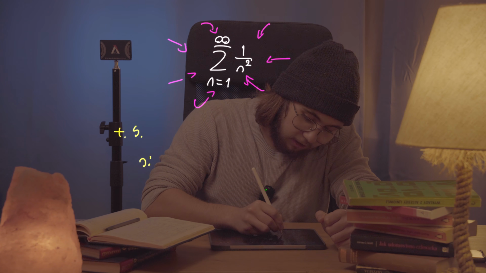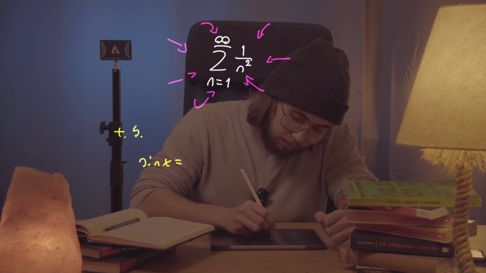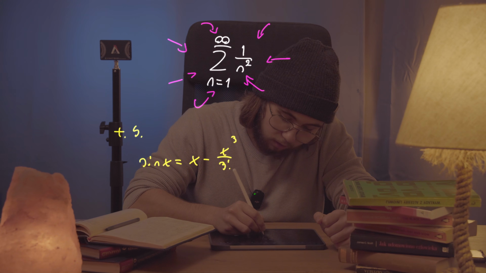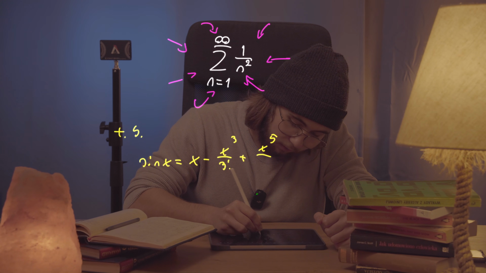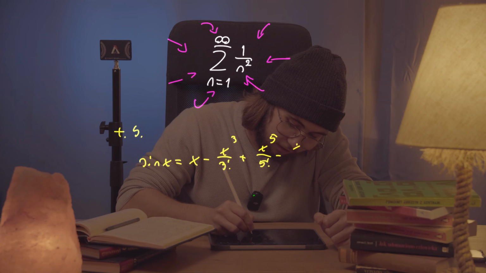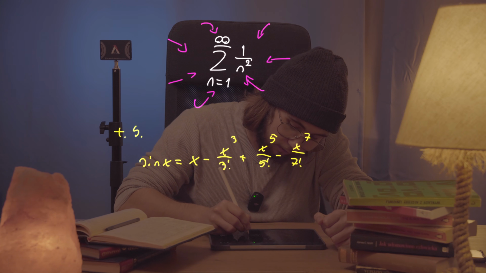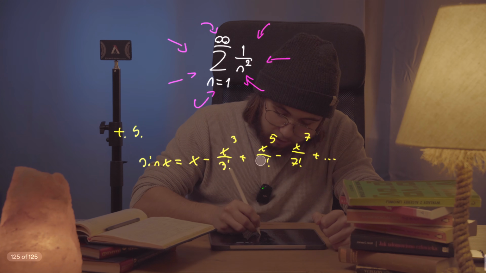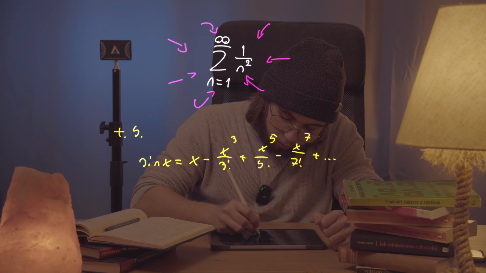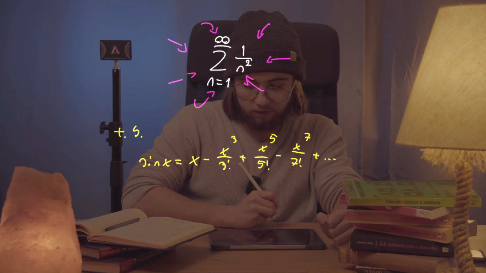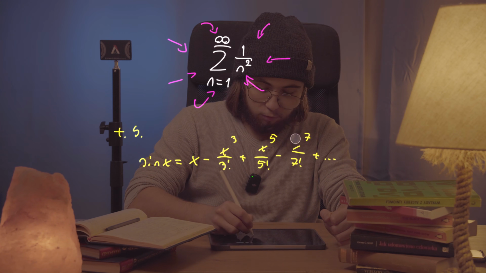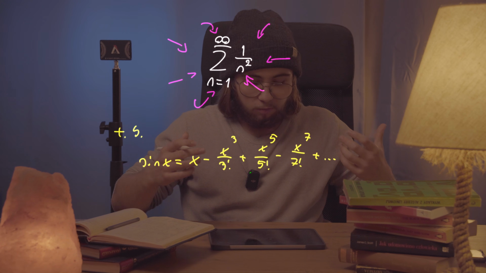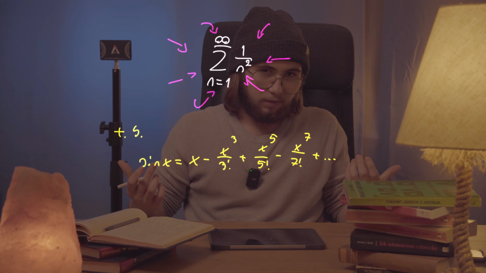The Taylor series expansion for sine of x looks something like this: x minus x to the power of 3 over 3 factorial plus x to the power of 5 over 5 factorial minus x to the power of 7 over 7 factorial, extending infinitely long. You probably know this from your Calc 2 lectures. It's a pretty famous sequence.